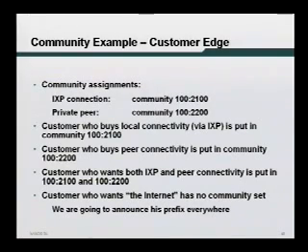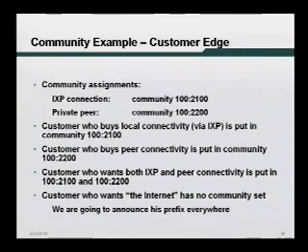Okay, remember the internet format for using communities. The first number in front of the colon is your own autonomous system number, and the second number is just some number you want. Doesn't matter, you make it up. So customers who wanted access to all your exchange point peers, we put them in community 100:2100. Customers who want access to the private peer, we put them in community 100:2200.